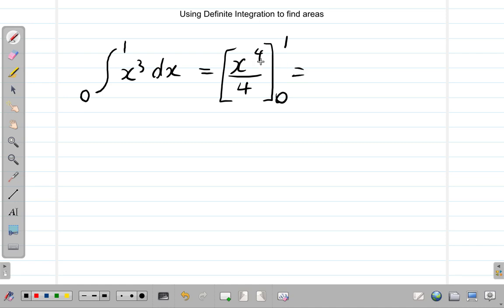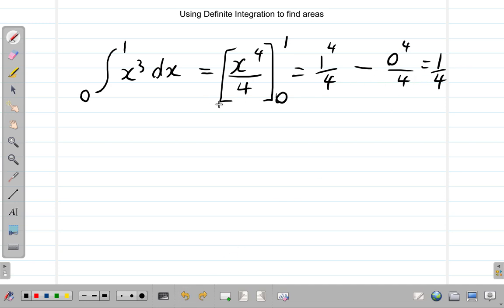So in this case, we have 1 to the 4th divided by 4 minus 0 to the 4th divided by 4. Now 1 to the 4th is 1, over 4 is a quarter, minus 0 to the 4th is 0, and 0 divided by 4 is 0. So it's going to be minus 0, but you don't need to put the minus 0 there. So it's a quarter.